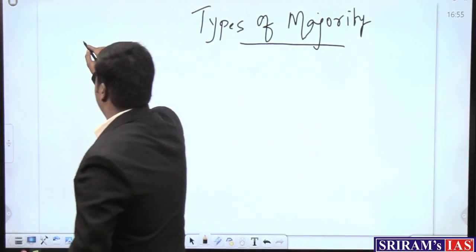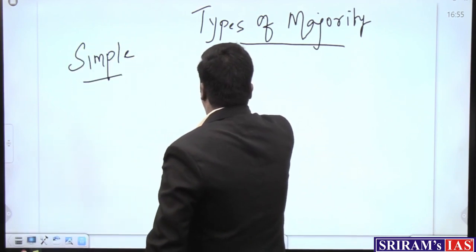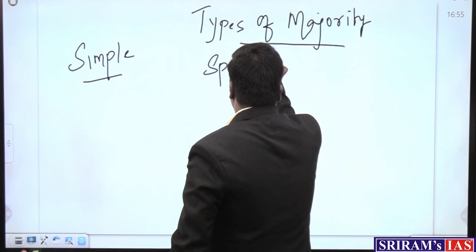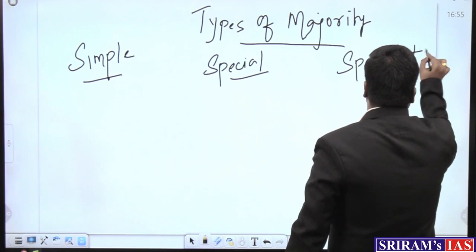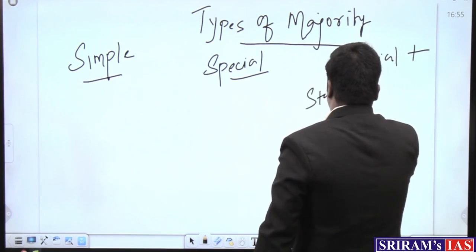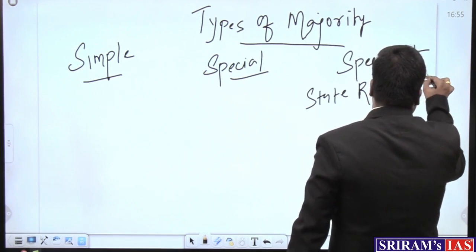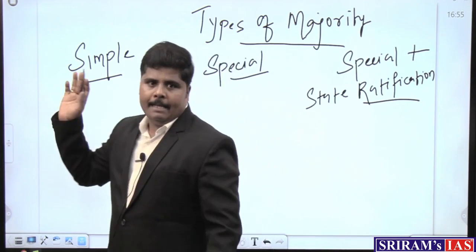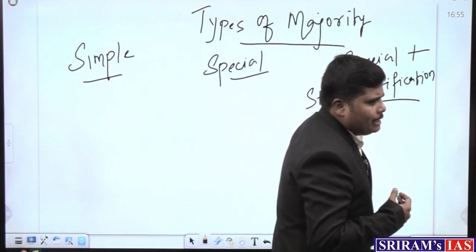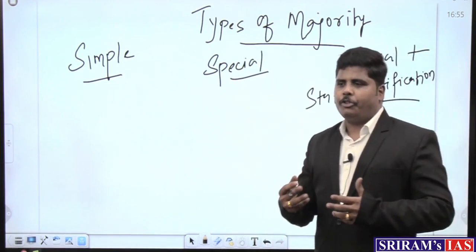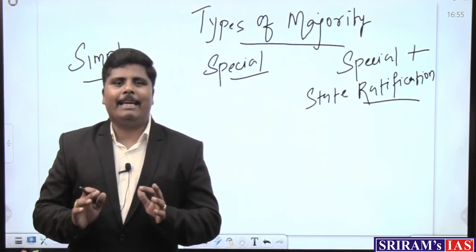In that, number one is called simple majority, number two is called special majority, number three is called special majority plus state ratification. Simple, special, special plus state ratification. See, nowadays UPSC is delving into the Constitution to ask questions even from a very deep perspective. So we can't take it lightly.